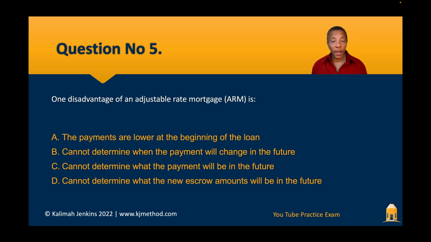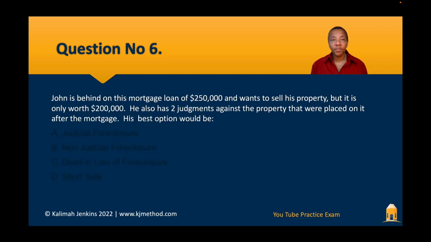Let's look at D. You can't determine what the new escrow amounts will be. That's true. But that's not just an adjustable rate, right? Taxes and insurance, we never know what they're going to be. And so that is not strictly an adjustable rate mortgage. Any mortgage, we don't know what those escrows are going to be. So again, there it is, C.